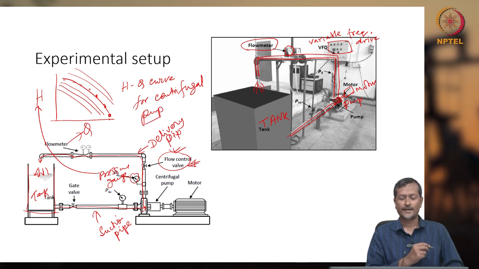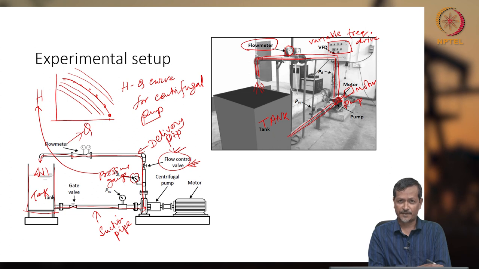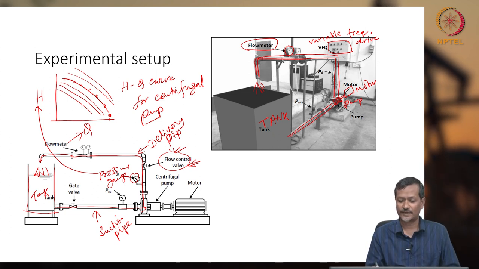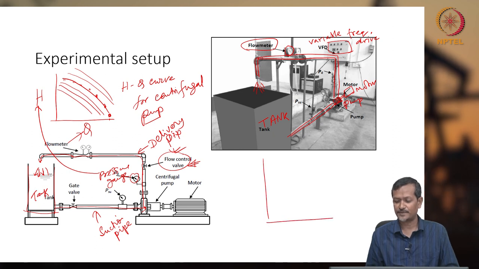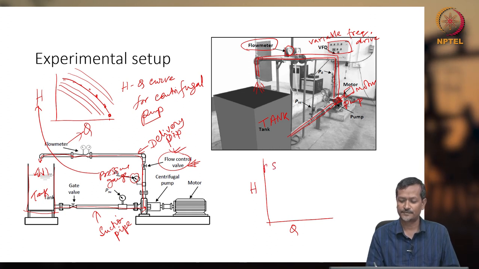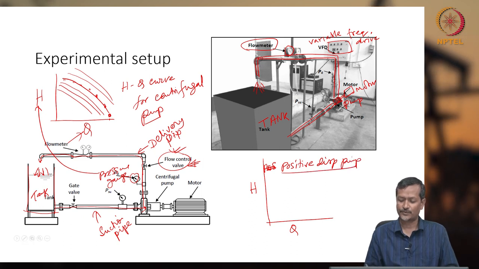Okay, now instead of a centrifugal pump, if I use a positive displacement pump, let's say a sucker rod pump or PCP, how will the curve look? In the same way I'll try to do the experiment. Okay, so I'll take Q, I'll take H. This is called a positive displacement pump. For positive displacement, what will I do?